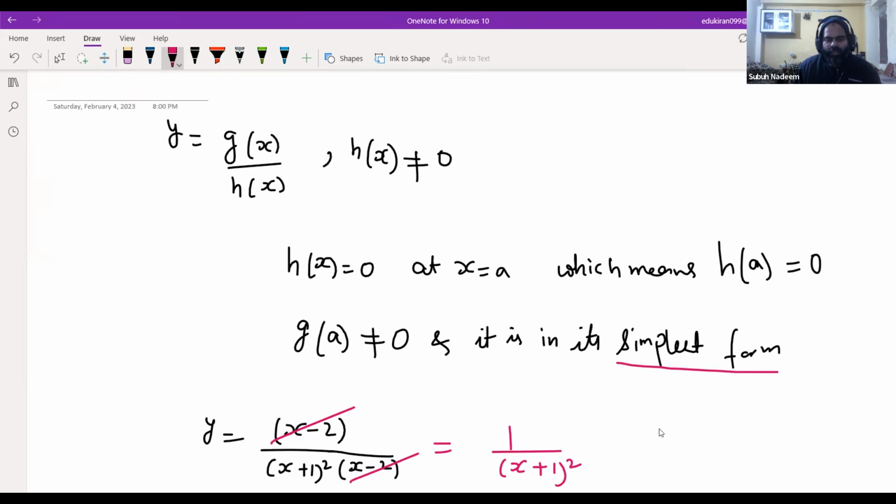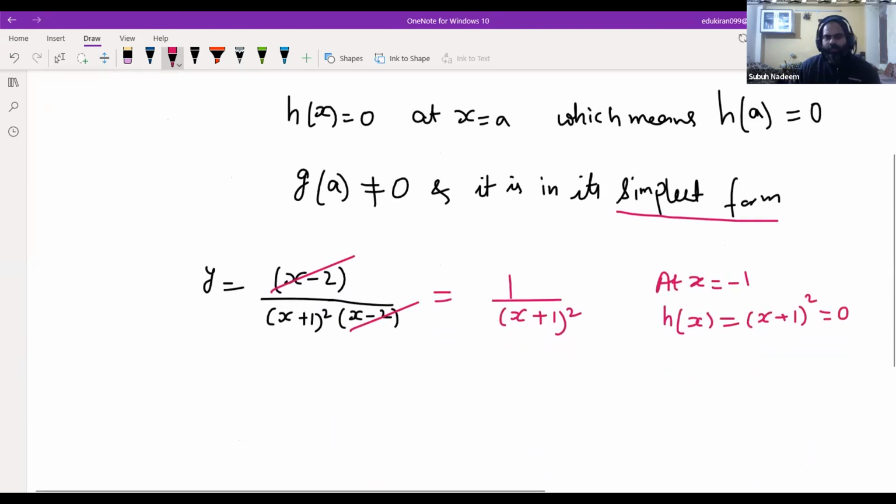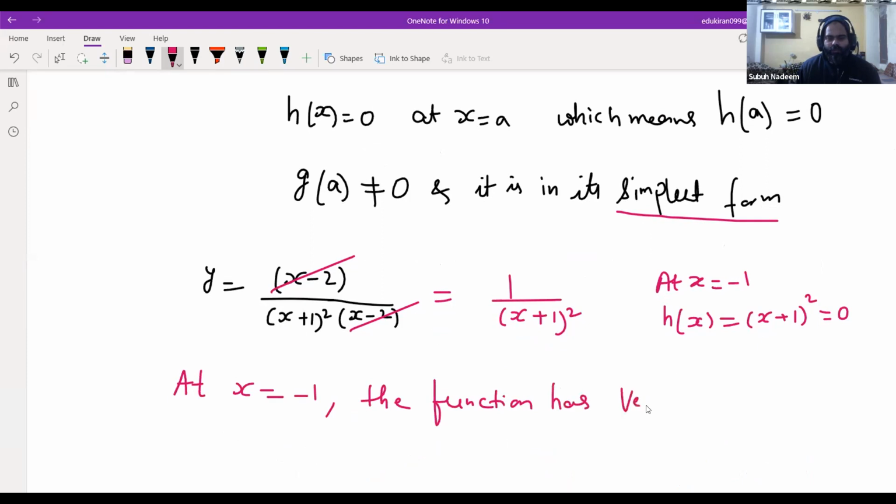Now, here you can see that at x is equal to minus 1, this denominator h(x), which is (x plus 1) whole square, is equal to 0. So we will say that at x is equal to minus 1, this function has a vertical asymptote.